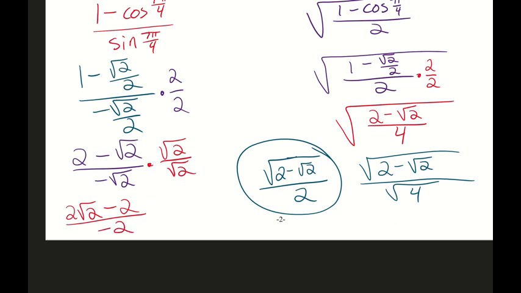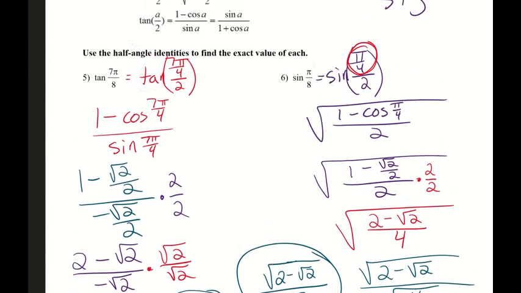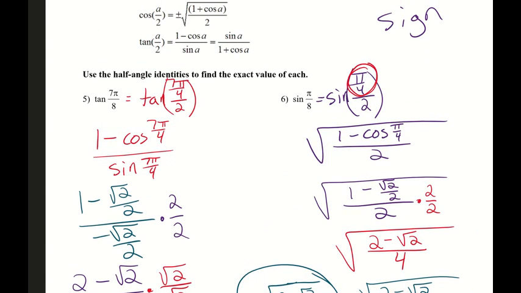So when we factor out a negative 2, because it's a factor of every term, we end up with, well, negative 2 divided by negative 2 is 1. And then 2 root 2 divided by negative 2 is a negative square root of 2. So that is our exact value. We'd get the same thing if we had used our sine of a divided by 1 plus cosine of a.